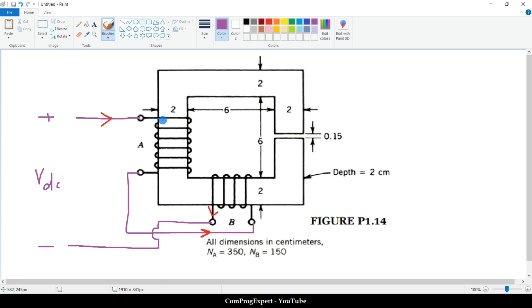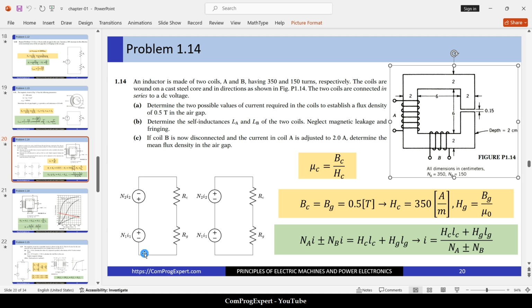So here is the magnetic field, the flux generated by the coil A in this direction, but the flux generated by the coil B is in this direction. So these two fluxes of the phase A and B cancel each other out. Then we will have this equivalent circuit. The sources are in opposite direction.